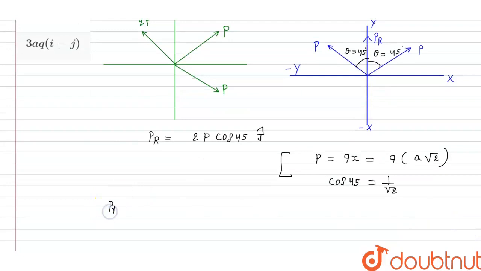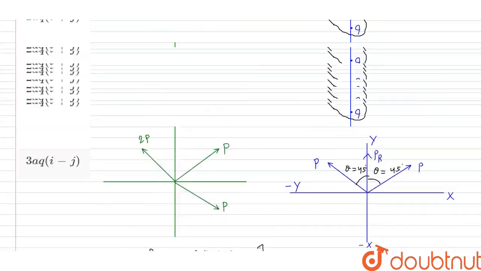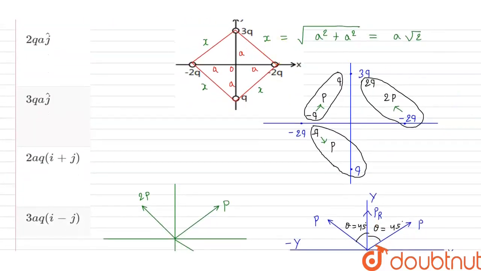So the resultant dipole moment is equal to 2 into q into a into under root 2 into 1 divided by under root 2 into j cap. This under root 2 got cancelled out. So the resultant dipole moment PR is equal to 2 into q into a j cap. This is the answer. Now let's see which option is matching our answer. Option A is the correct option.